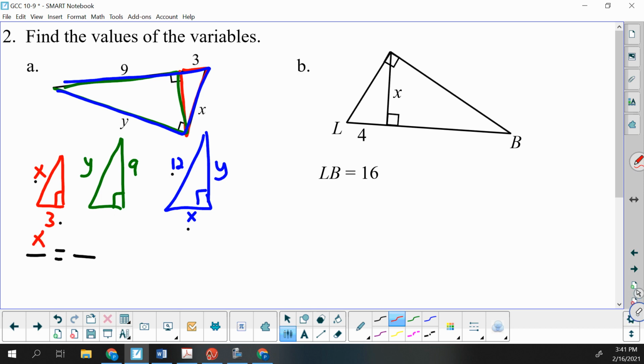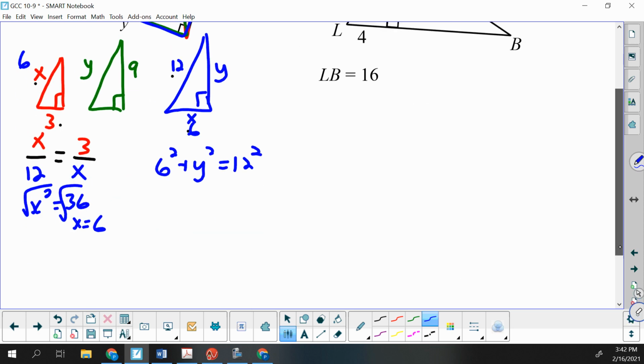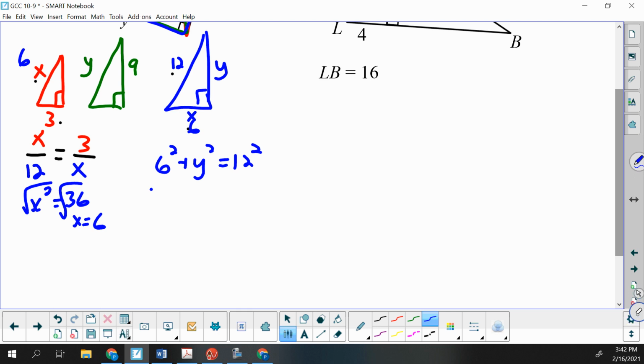So I'm going to have x in the red over 12 in the blue is equal to 3 in the red over x in the blue. So when we cross multiply, we're going to get x squared is 36. Square root of each of those will give us x equals 6. So this is 6 now, this is 6 now. Well, now in our blue triangle, we can just do the Pythagorean theorem. 6 squared plus y squared equals 12 squared. That'll be 36 plus y squared equals 144.